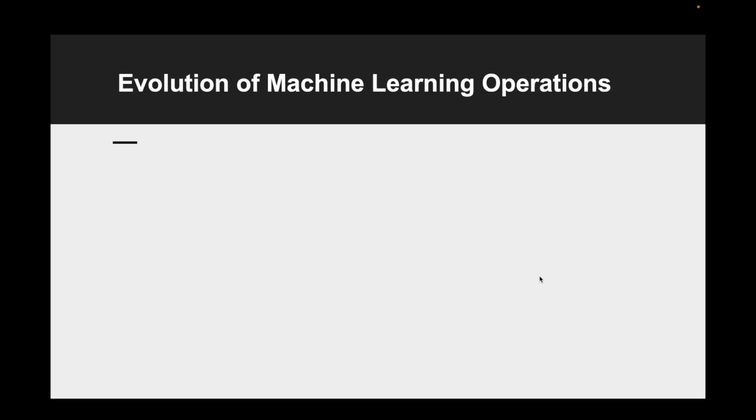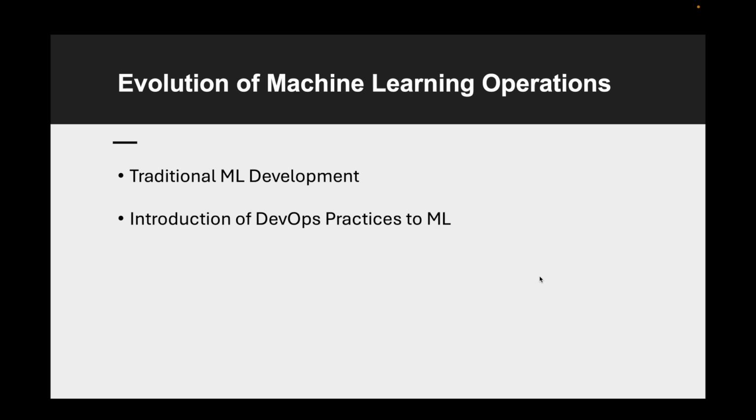Let's look at the evolution of machine learning operations, or MLOps. First, traditional ML development. In the early days of ML, model development was a manual process. Data scientists focused on experimentation, model selection, and accuracy without much thought for scalability, automation, or deployment. Introduction of DevOps practices to ML. DevOps principles like continuous integration (CI) and continuous delivery (CD) started getting adopted in ML workflows. This marked the beginning of MLOps.